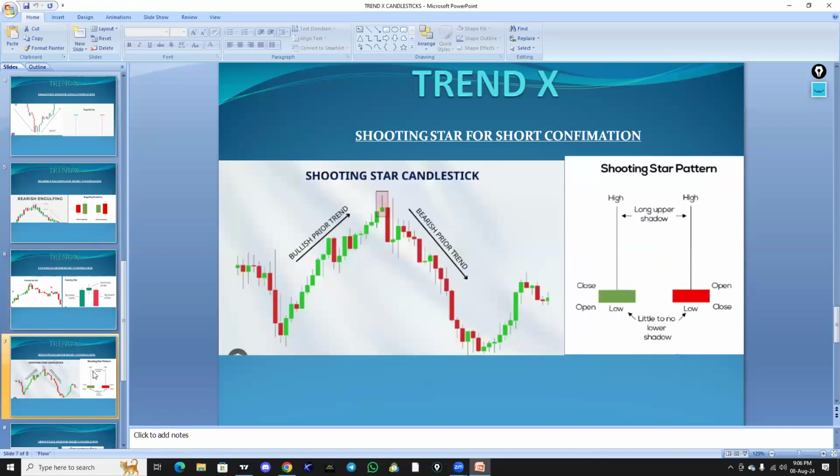So the next one is the shooting star candle. See, again here sometimes we'll see wicks below like this. So this is also valid. If there is no wick, it is a shooting star. If there is a wick, yes, we can consider it, but the wick should not be big.